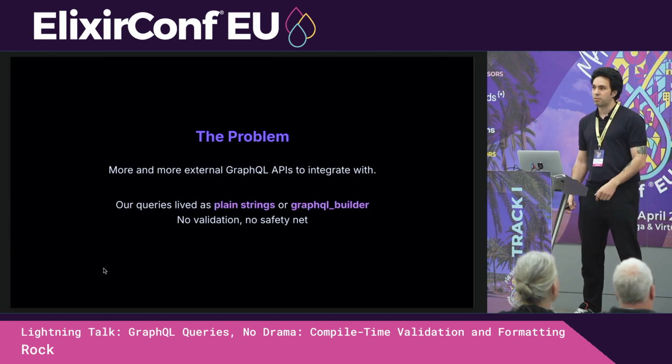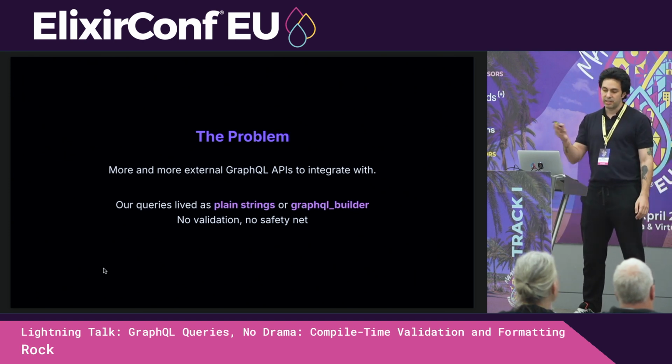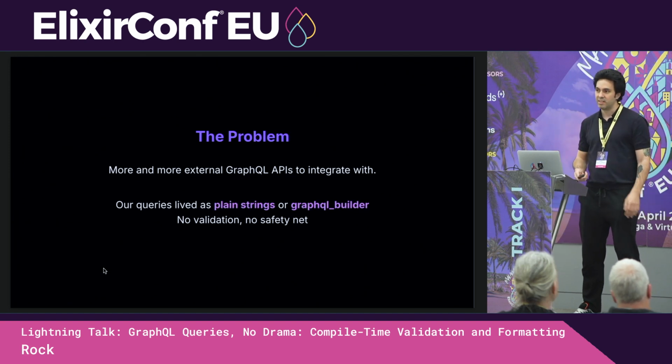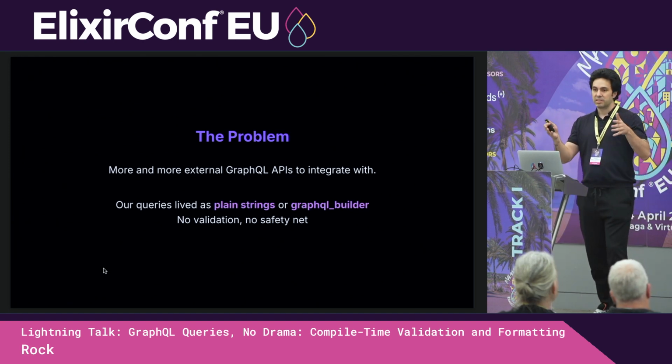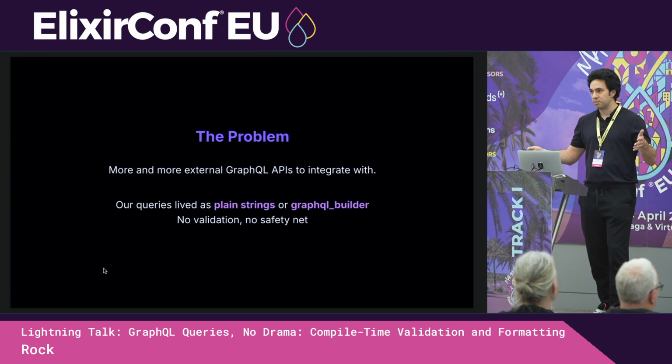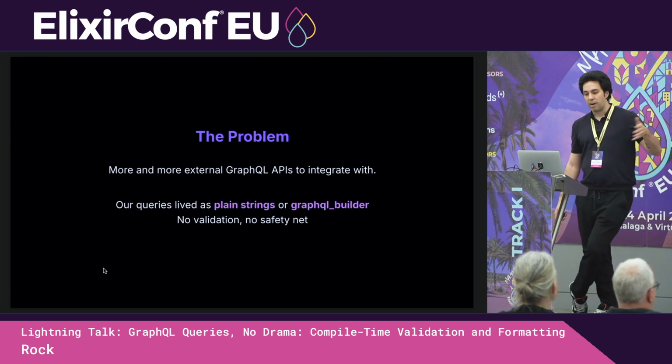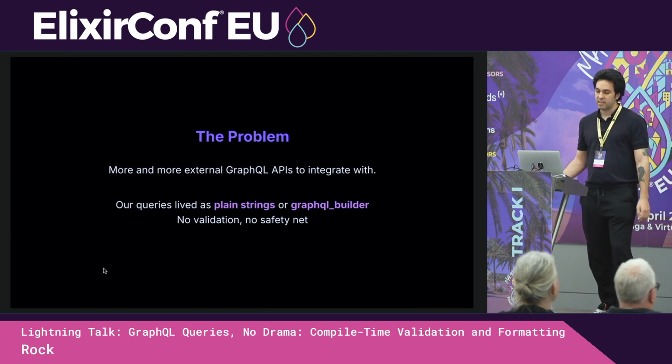We had to have the queries in plain strings or using GraphQL Builder, which is not really a good way to see what your GraphQL query is doing or trying to do. And you don't have any safety net. If you deploy a wrong query, you're just going to fail at runtime, right, in production or in testing.